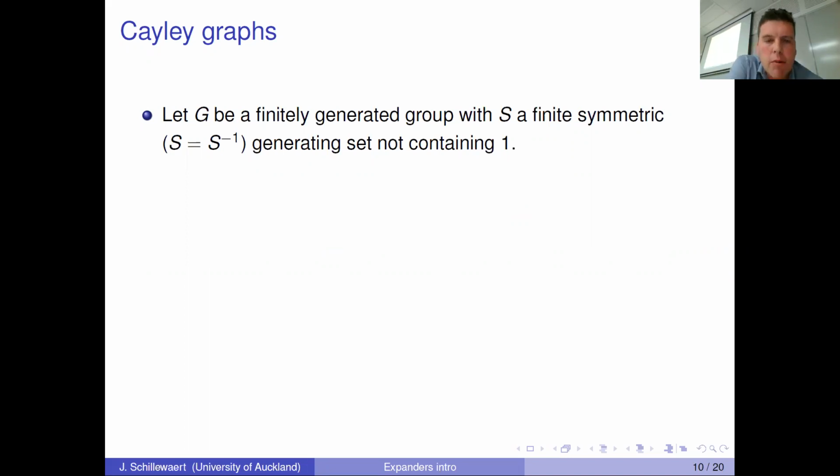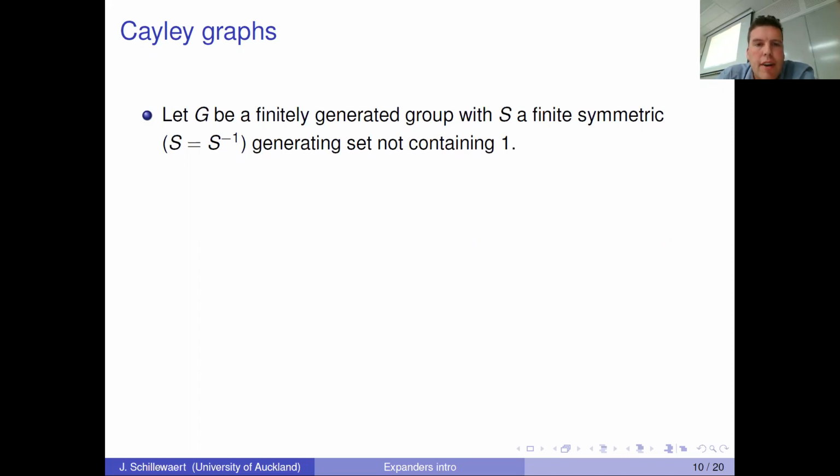So now I want to come to the explicit construction of these expander graphs. As I said, it's a little bit involved to construct these. Many constructions use a bit of group theory. Using groups is all good and well, but we will need to be able to associate graphs to a group. The standard mechanism to do that is by means of Cayley graphs.